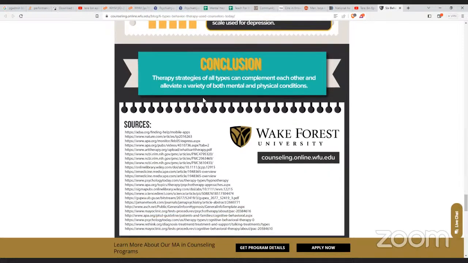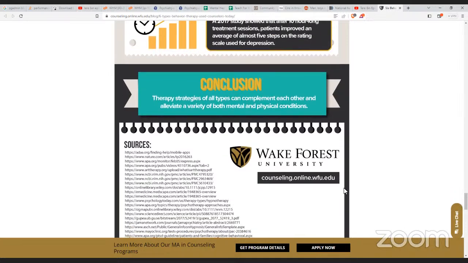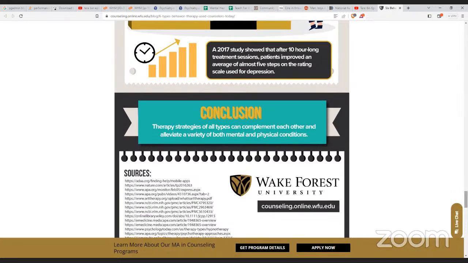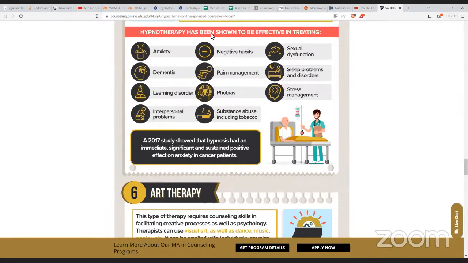Then the conclusion is that therapy strategies of all types can complement each other, for a variety of both mental and physical conditions. I've taken this from Wake Forest University; this data is from that site. So this is about the infographic. Now today we will do some practical also.